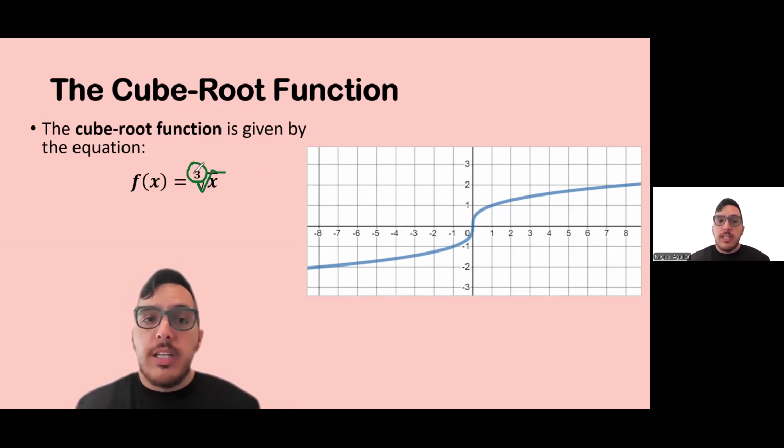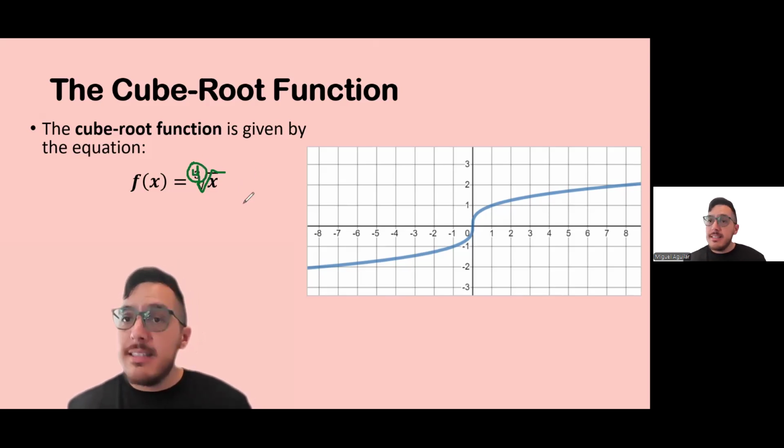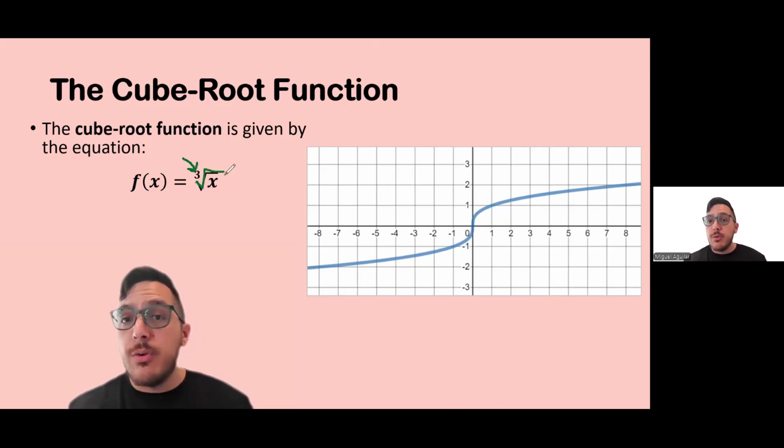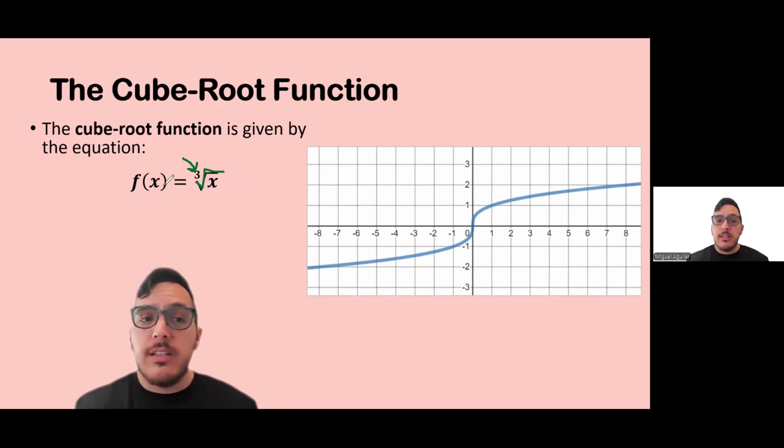If I had a number 4 here, that would be the fourth root. A number 5 there, that would be the fifth root. That's a topic that we'll get to a little bit later on. But for now, if I see a 3 next to the root symbol, you need to remember that's the third root, or the cube root function.